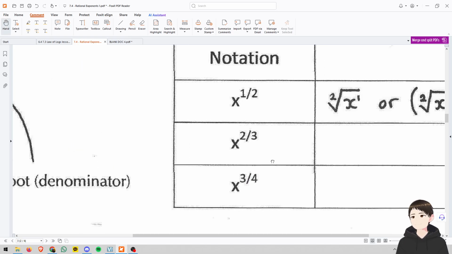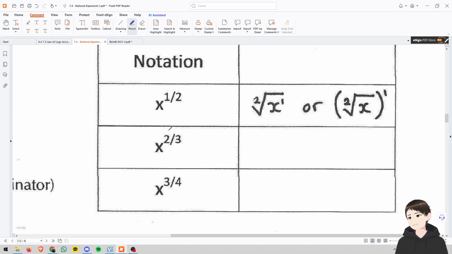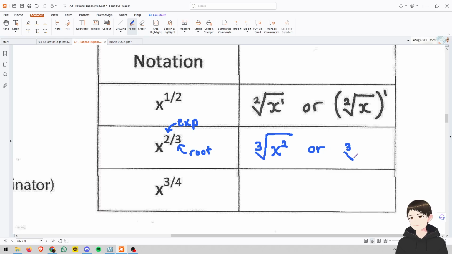So here, take a look. This is my exponent, that's my root. X to the power of 2 over 3 can be written as the third root of x to the power of 2, right? Because that's my root, and that's my exponent. Or you could actually write this in the other order: the third root of x, and once that is done, all of it is squared.